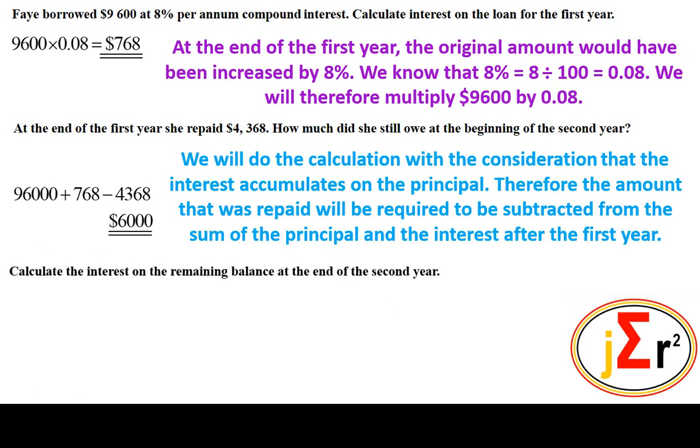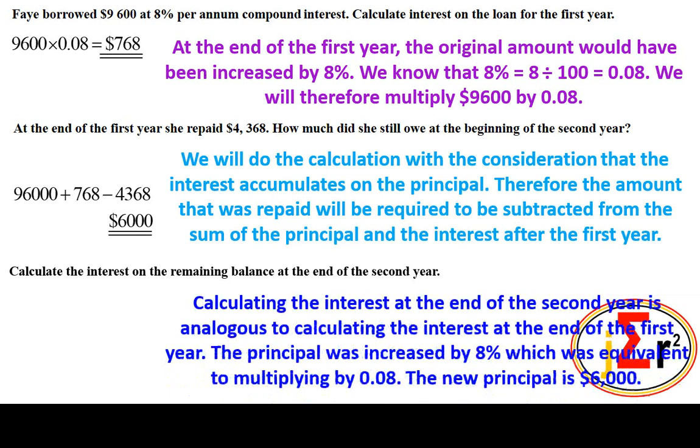Calculate the interest on the remaining balance at the end of the second year. We need the interest at the end of the second year, which is a pretty straightforward bit of calculation. Calculating the interest at the end of the second year is analogous to calculating the interest at the end of the first year. So we may take the calculation just the same.